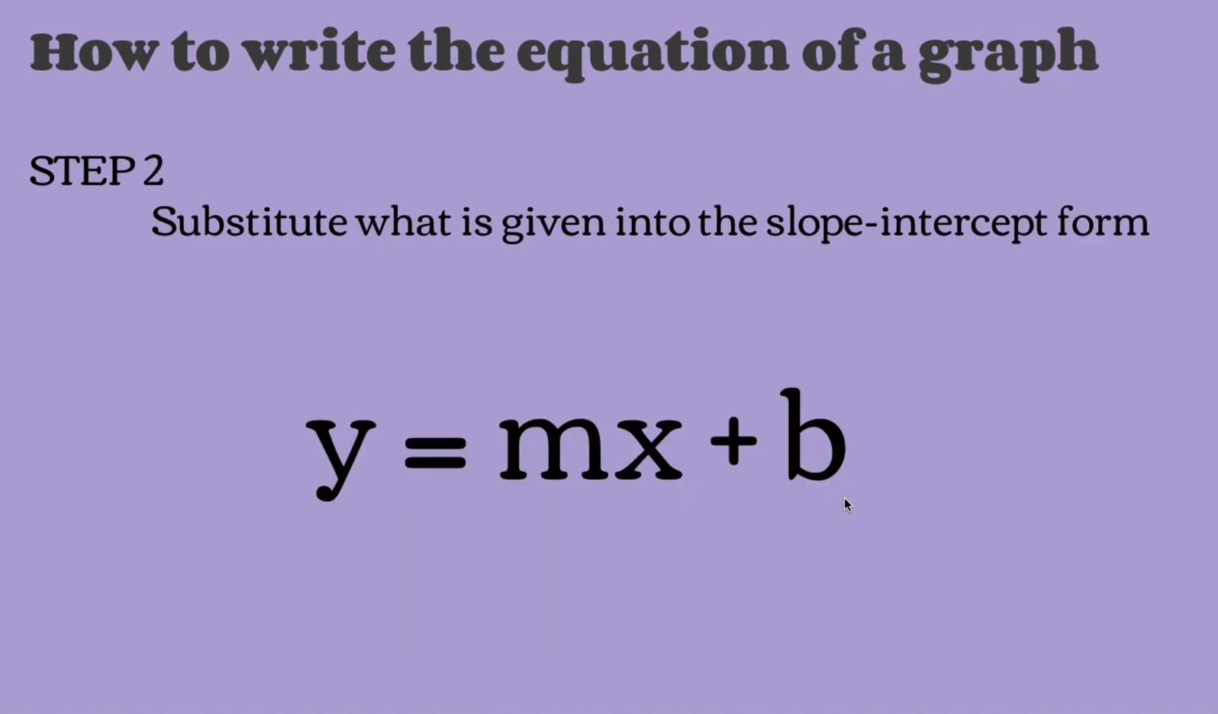The second step is to substitute what is given and what we just found out into the slope-intercept form, which is y equals mx plus b, which I have mentioned over the last few lessons. Now we're going to do an example using these steps.